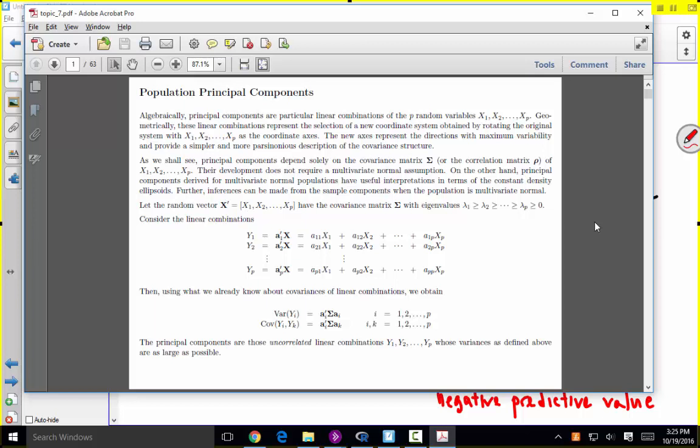Principal components is a way of investigating what you could call structure in a multivariate data set. A multivariate data set composed of numerical variables. So let's suppose we have p numerical random variables.